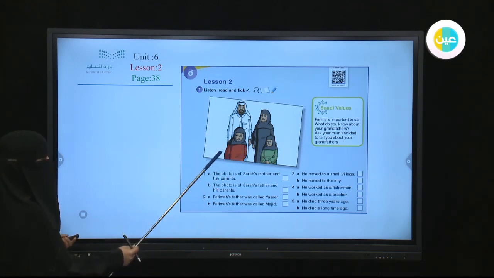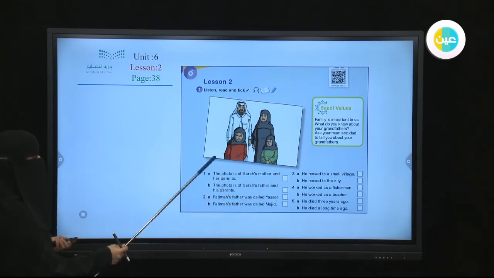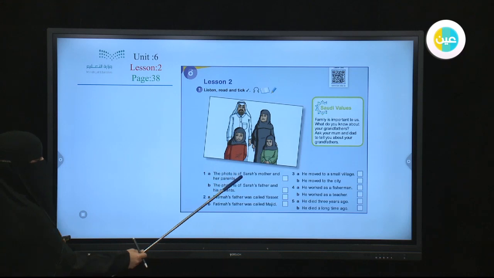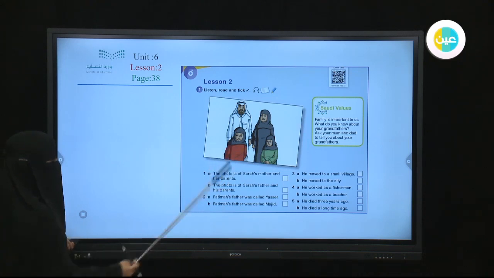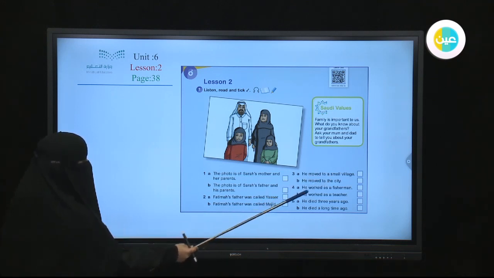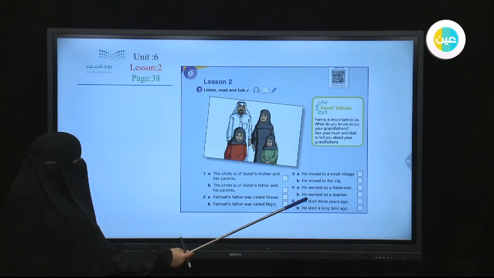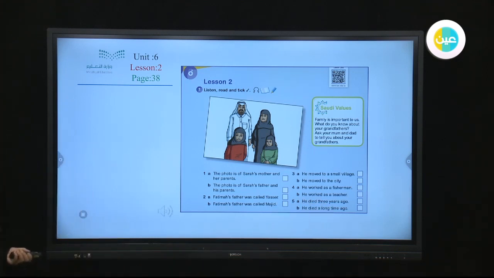We are going to listen to the audio, and then we are going to answer, choosing the correct sentences that go with the audio. For example, the photo is of Sarah's mother and her parents, or the photo is of Sarah's father and her parents. Number 2, Fatma's father was called Yasser, or Fatma's father was called Majid. So Fatma is one of these two girls. He moved to a small village, or he moved to a city. He worked as a fisherman, as you remember from the last lesson, or he worked as a teacher. He died 3 years ago, or he died a long time ago. Let's listen and decide which of these sentences to choose.